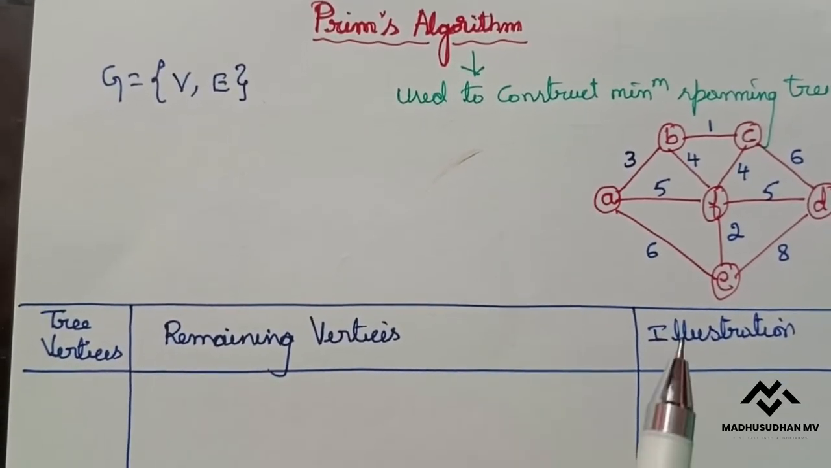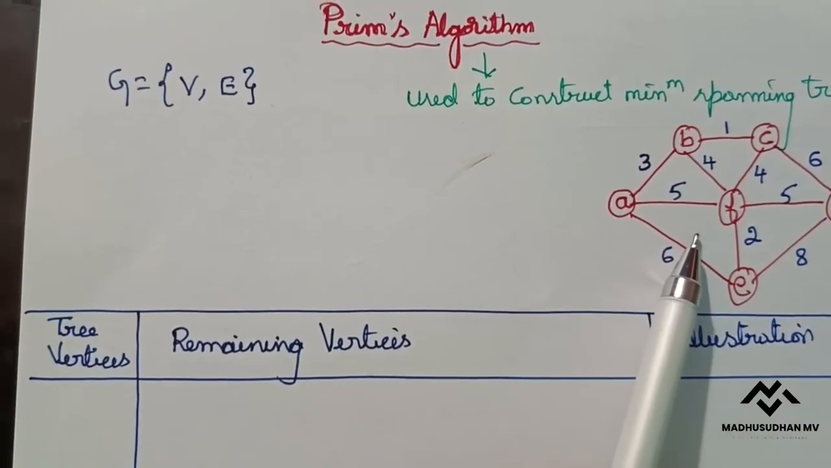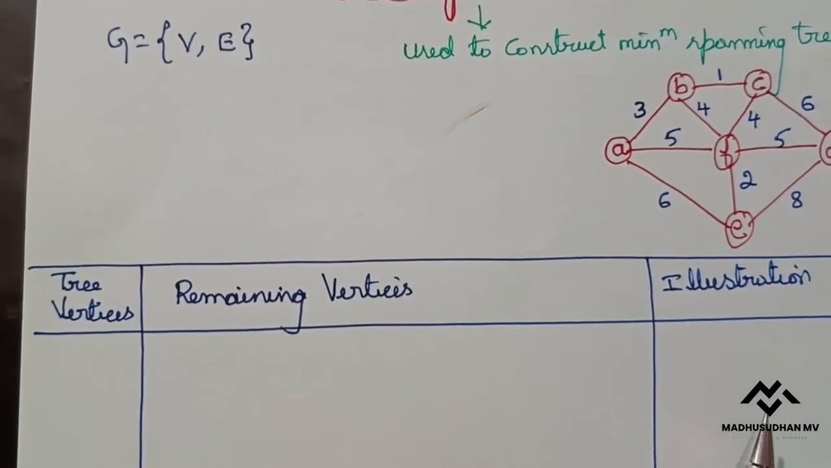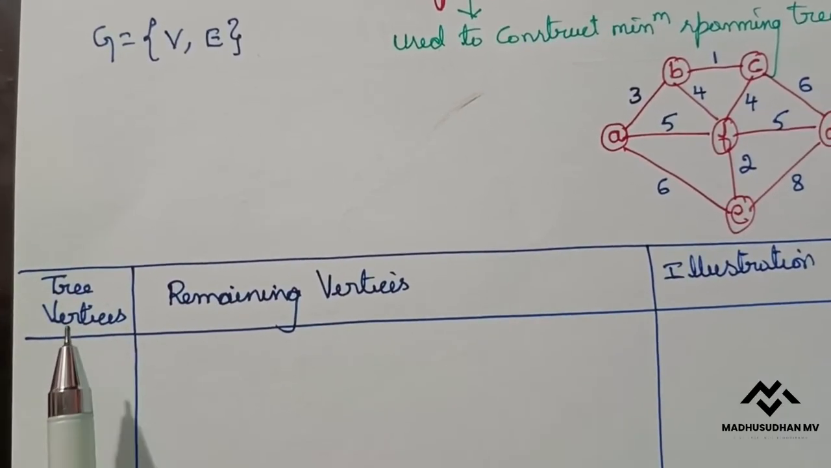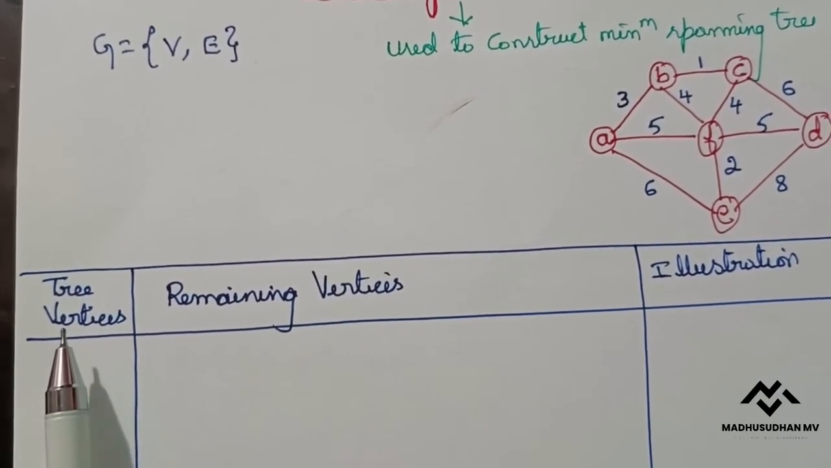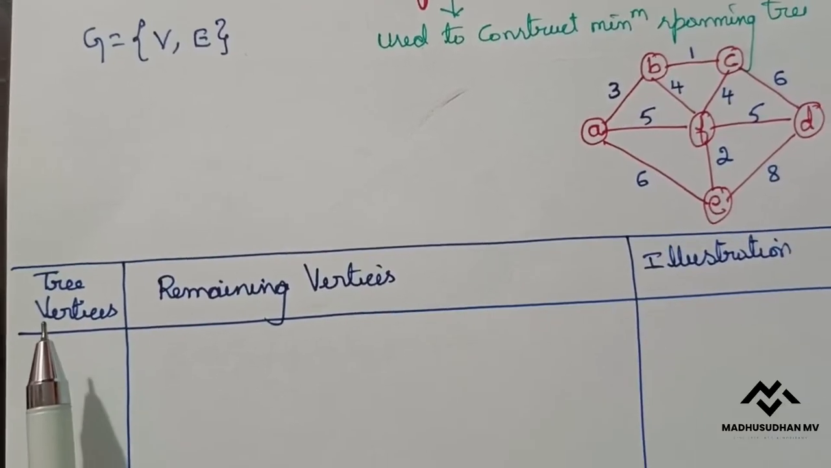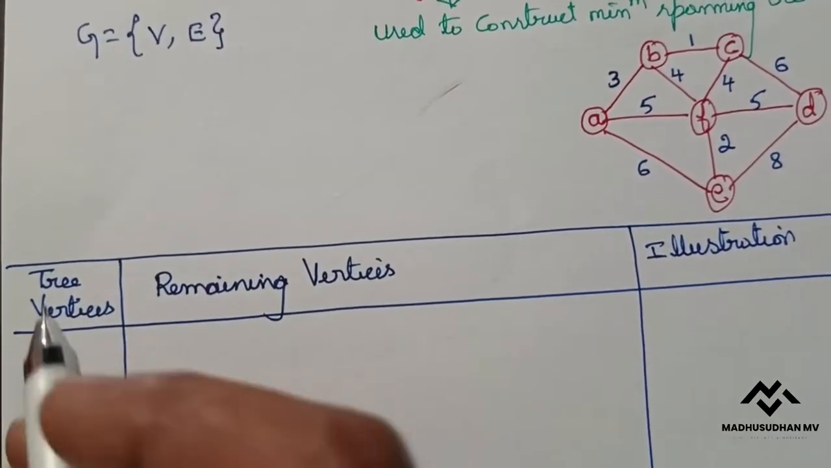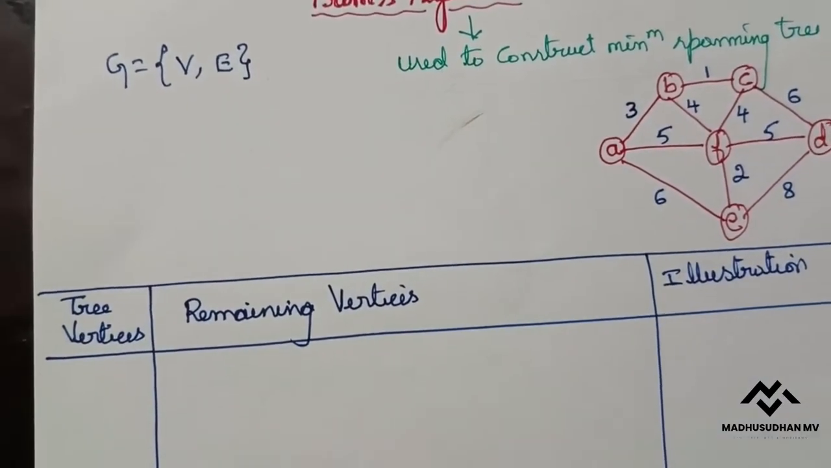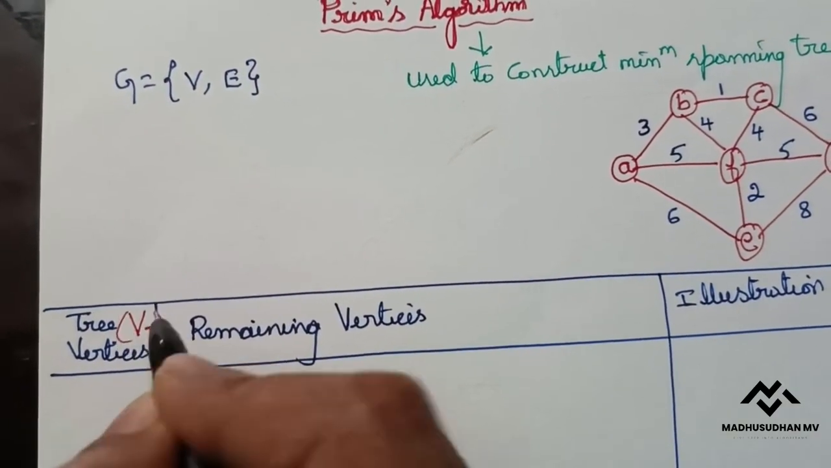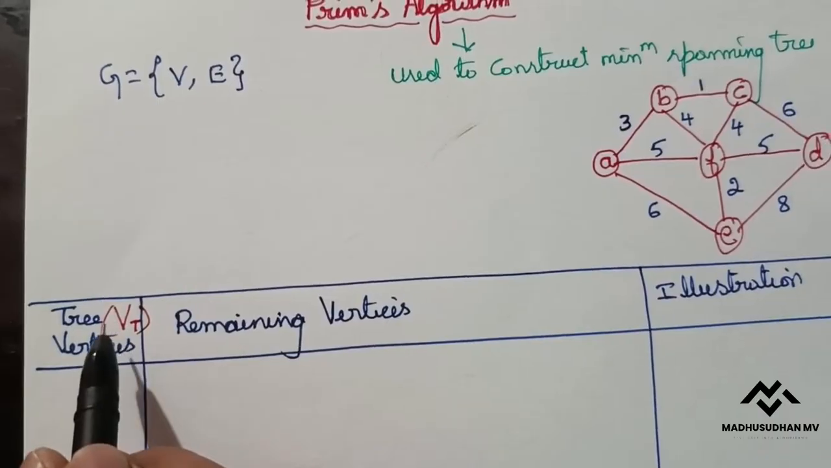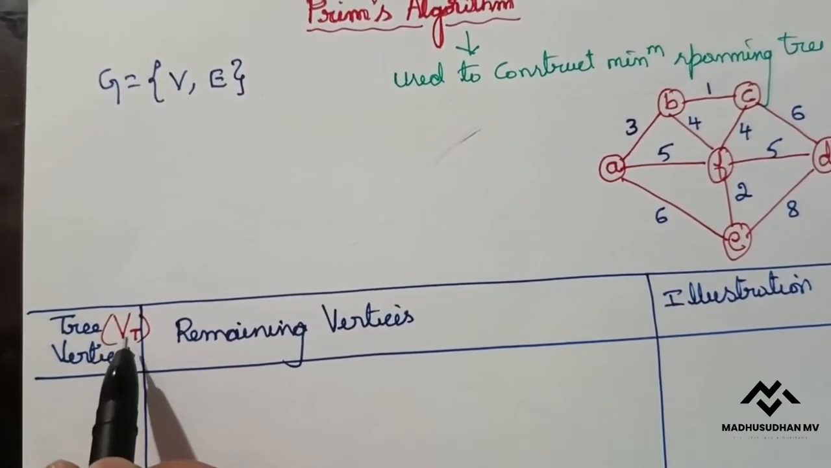To construct the minimum spanning tree for this given graph, I am constructing a table which includes 3 columns. One is tree vertices, that means the vertices included in the spanning tree. I'm calling this VT, capital V T. That means these are the vertices included in our tree.